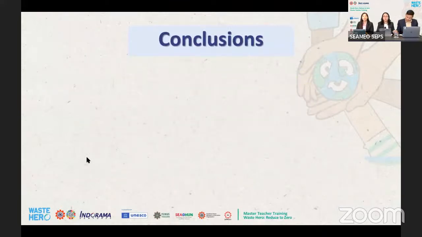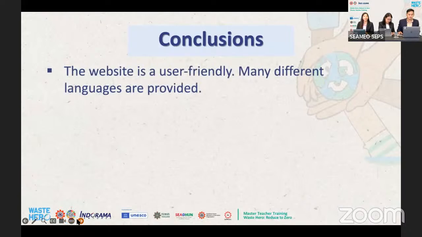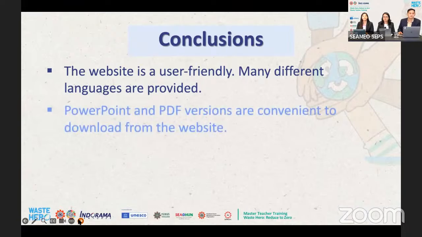Let's see the conclusion for today. We hope that the website is user-friendly to all of you because many different languages are provided. You can just click on the language you feel comfortable using. On the website, there are 2 versions, as you know: PowerPoint and PDF versions. You can download them and use them from the website. It's very easy.